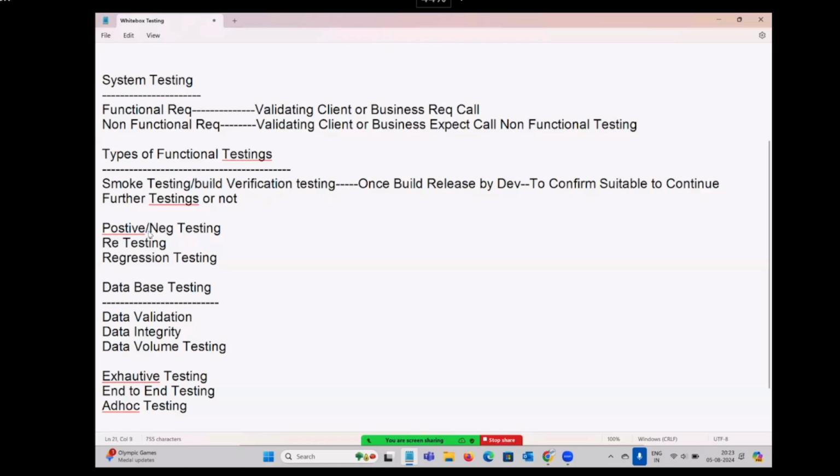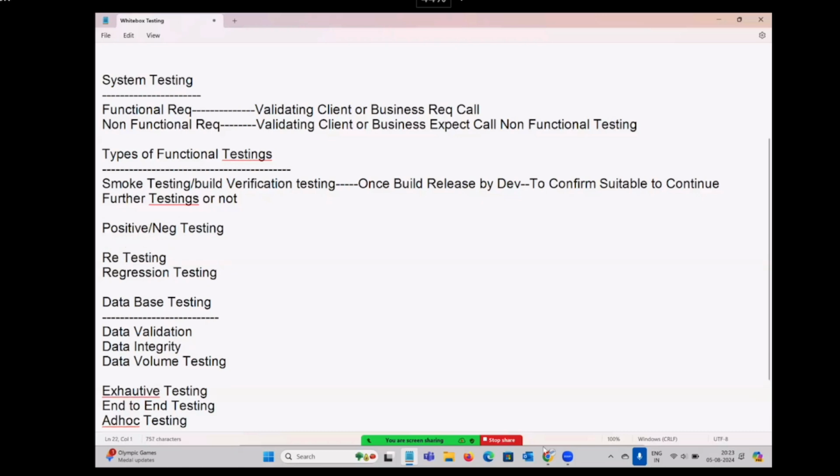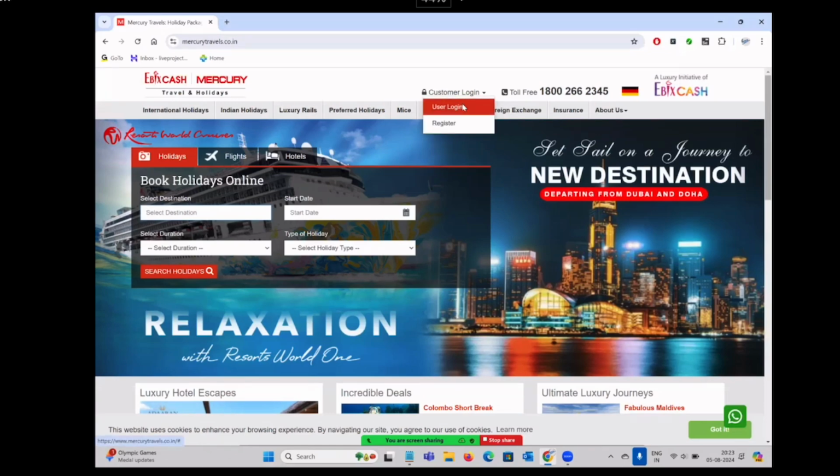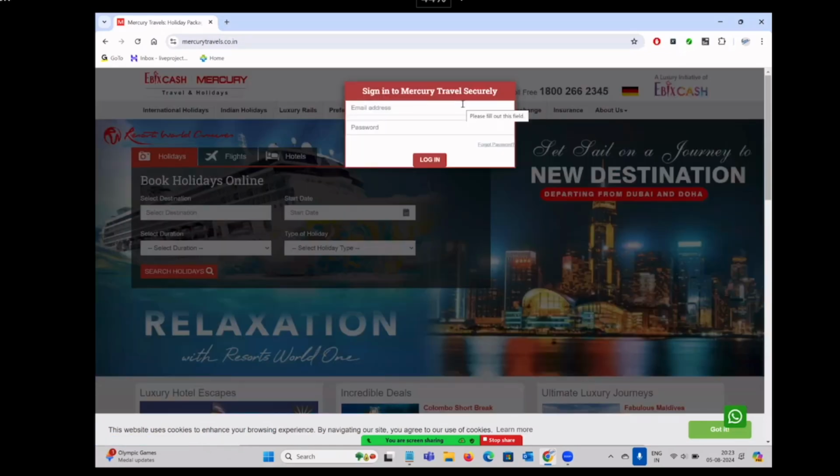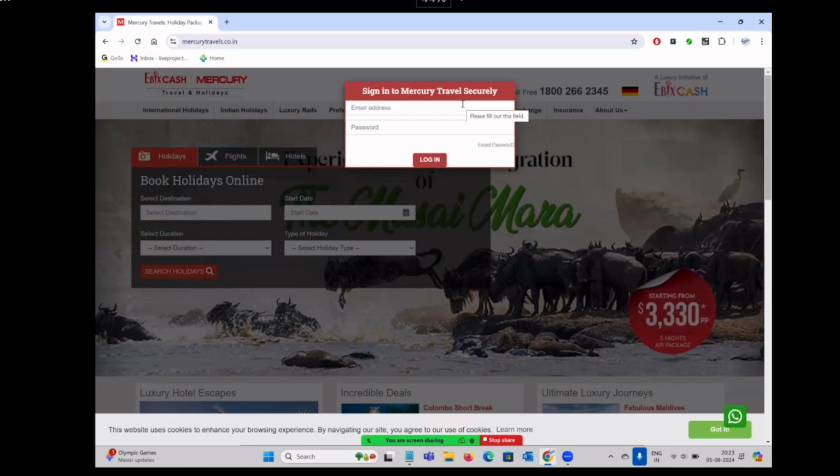Next, positive and negative testing. What is meant by positive? What is meant by negative? I'll open Mercury Travels and I'll open the login page.